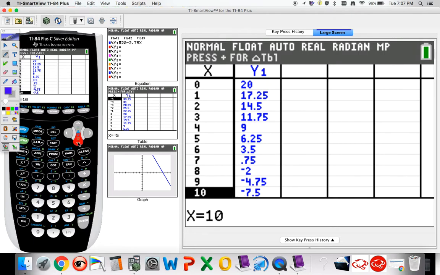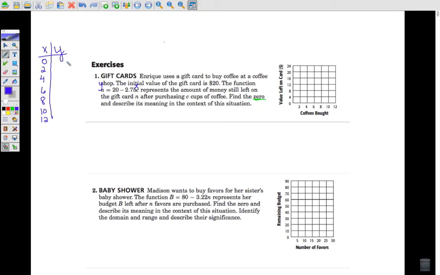Starting with 0, we have 20. At 2, we have 14.5; at 4, 9; at 6, 3.5; at 8, negative 2; at 10, and so on. So over here, we're going to fill that out. At 0, we're at 20. At 2, we were at 14.5. At 4, we're at 9. 6 is 3.5. 8 is at negative 2. 10 is at negative 7.5. 12 is at negative 13. So I just copied these numbers down off of your table.